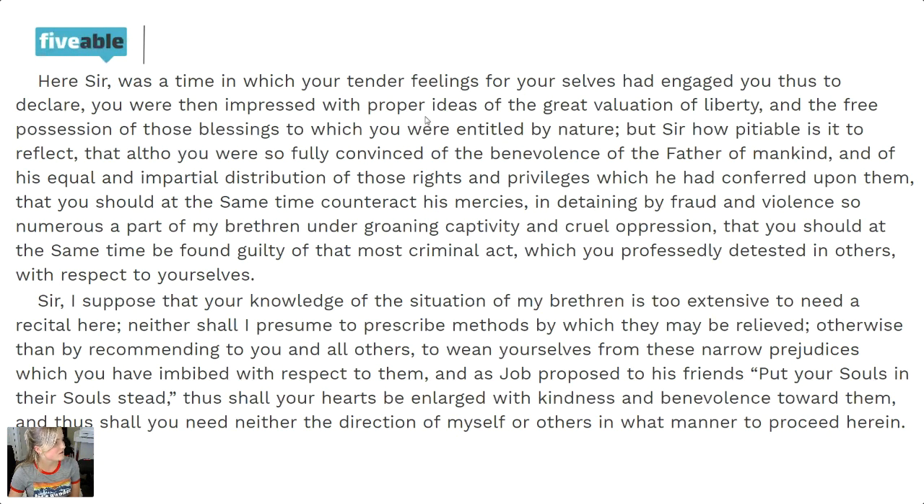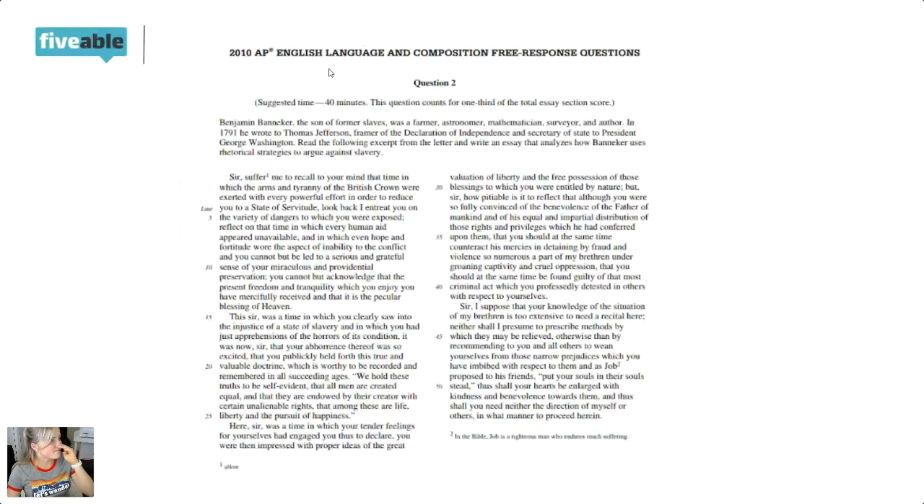Okay. Benjamin Banneker, the son of former slaves, was a farmer, astronomer, mathematician, surveyor, and author. So this should be good in the SOAPSTone part, like who the speaker is. You don't need to write an introduction like Benjamin was a farmer, astronomer, mathematician, and surveyor. You just need to write a short little thing like, this was written by Benjamin, who was a very educated former slave, or something like that.